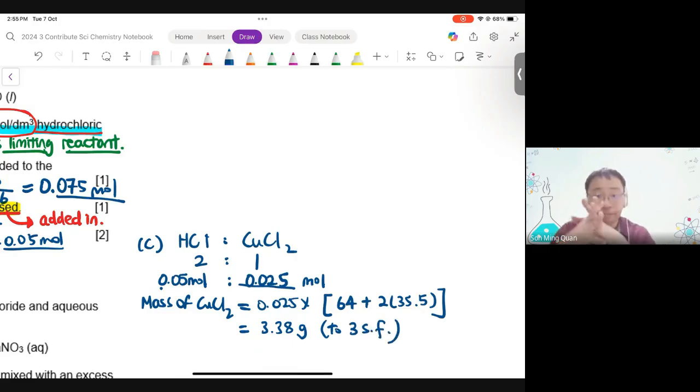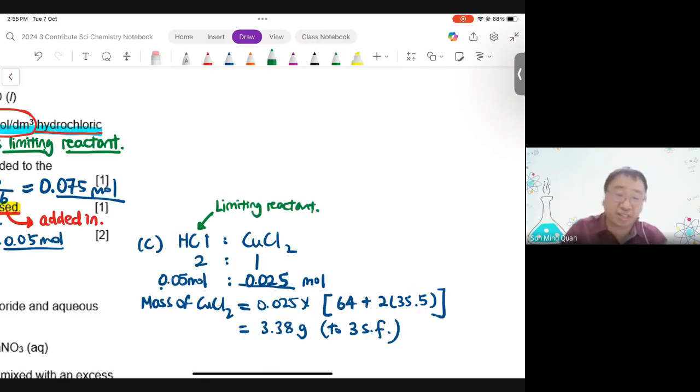Okay? So, learning point, limiting reactant always in the mole ratio. Some of you had substituted copper 2 oxide, which is in excess. That's not allowed. Okay? So that's question number 3.